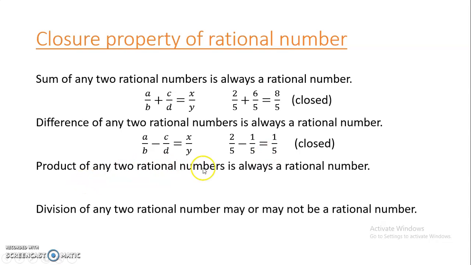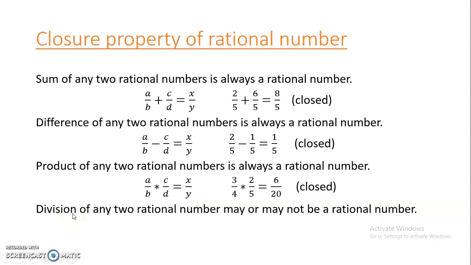Similarly, the product of any two rational numbers is always a rational number. That means when you do the multiplication of the two rational numbers a by b and c by d, which are in the form of rational numbers, and when you multiply them you will get again a rational number. So here you have to multiply the numerator with the numerator, 3 into 2 is 6, and denominator multiplied by the denominator, so 4 into 5 gives us 20. 6 by 20 is again a rational number.